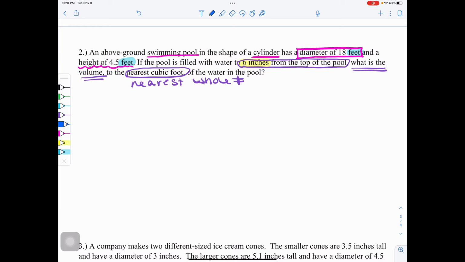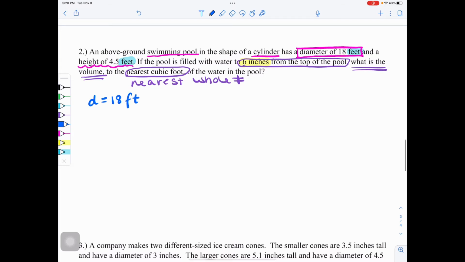So let's talk about the diameter first. That's what we were given first. We have a diameter of 18 feet. Now remember, the radius is half of the diameter, if you recall from before. So if I'm doing half of 18, that means my radius is actually 9 feet. So that's important. We got one of the things we know we need. Because we are working with a cylinder, we've got the formula V equals pi r squared h. And we have the r that we now need.